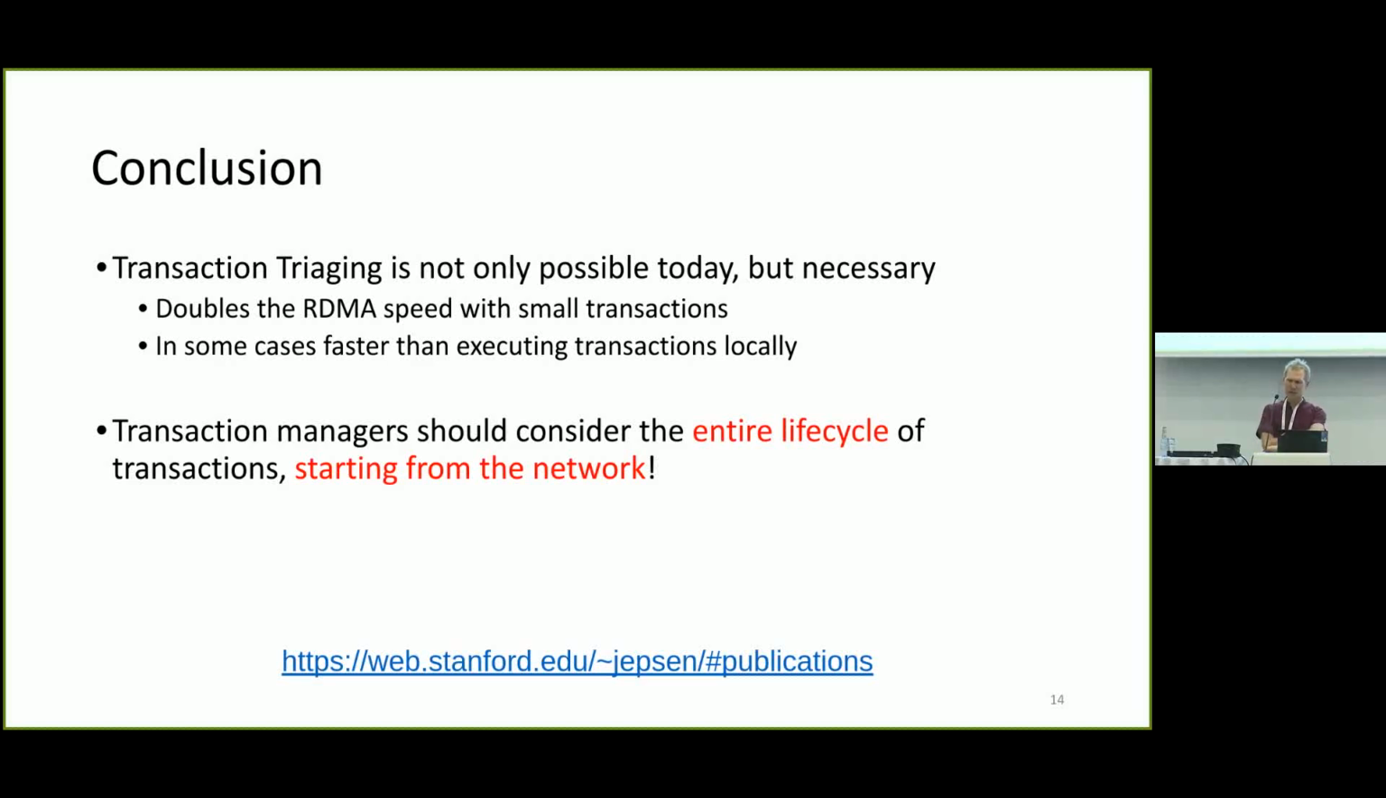And in some cases, with some workloads, it's even faster to execute them with requests through the network than locally. And this is because we've offloaded some of the scheduling, you could say the triaging, to the network, so the transactions are delivered to the database in a way that fosters faster execution. And so if databases are going to continue to scale, they must consider the entire transaction life cycle. And this must start where transactions start, in the network.